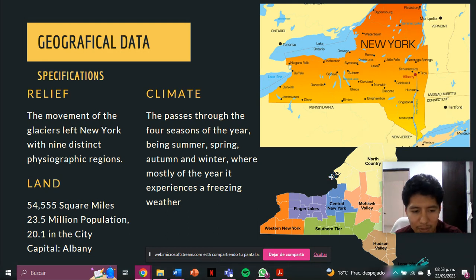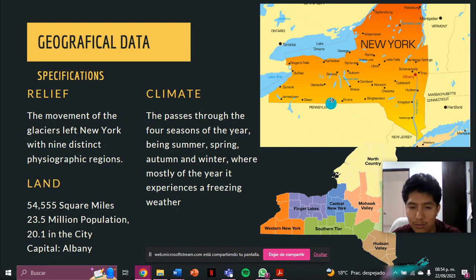The physiographic regions are bounded to the west and the north by Lake Erie, the Canadian province of Ontario, Lake Ontario and the province of Quebec. To the east, by the New England states of Vermont, Massachusetts, and Connecticut. To the southeast by the Atlantic Ocean and New Jersey, and to the south we have Pennsylvania.